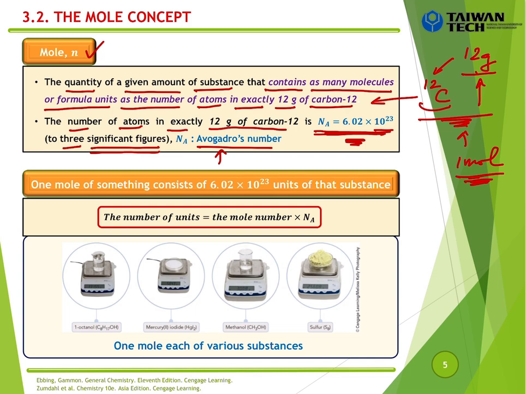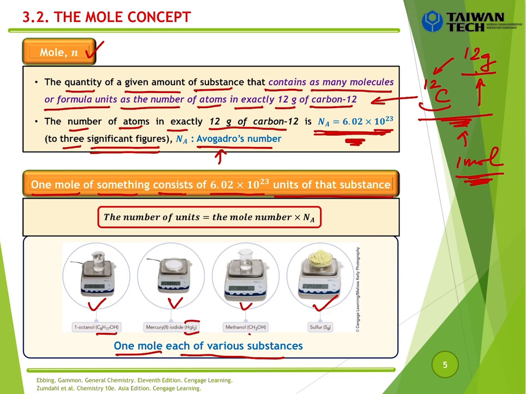So from here we can see 1 mole of something consists of 6.02 times 10 power 23 units of that substance. So we consider 1 mole of any substance. We have the different mass, different amount, but the number of the units inside will be the same. We may consider this molecule. So 1 mole means that we have NA molecules, or we may consider any substance. So 1 mole we have this NA number of the formula unit.